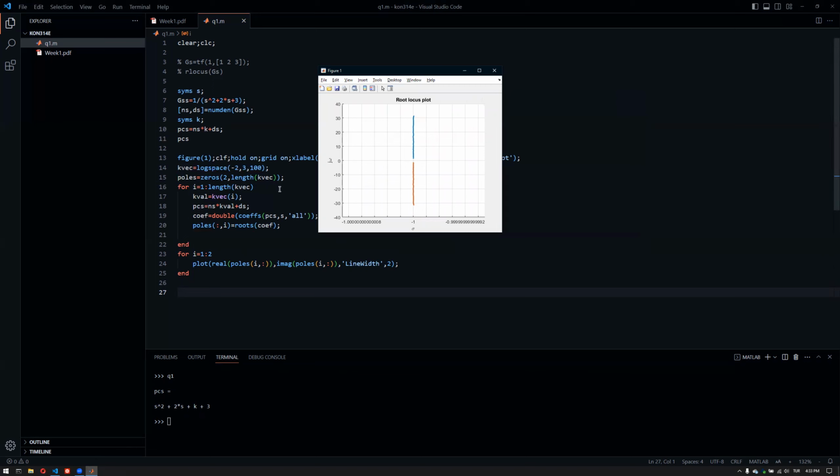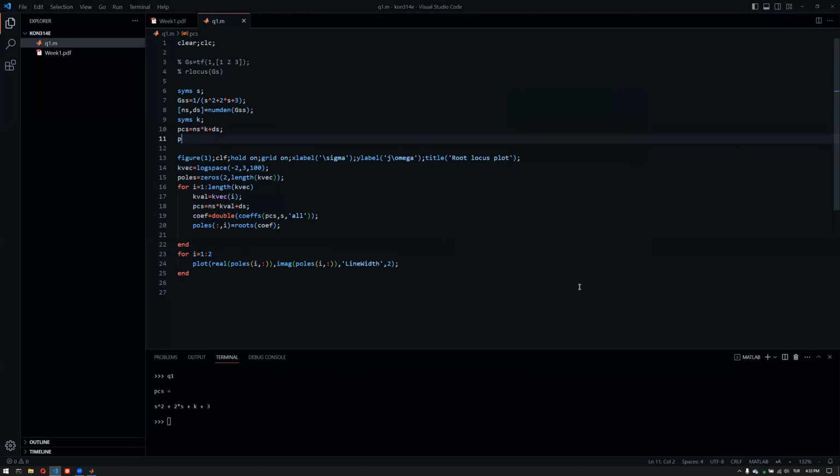We did mark the starting positions, and we can do that basically. We know that the first values are the ones that we're interested in. So we can again do the same, real, and then poles, all the rows, first column, basically.